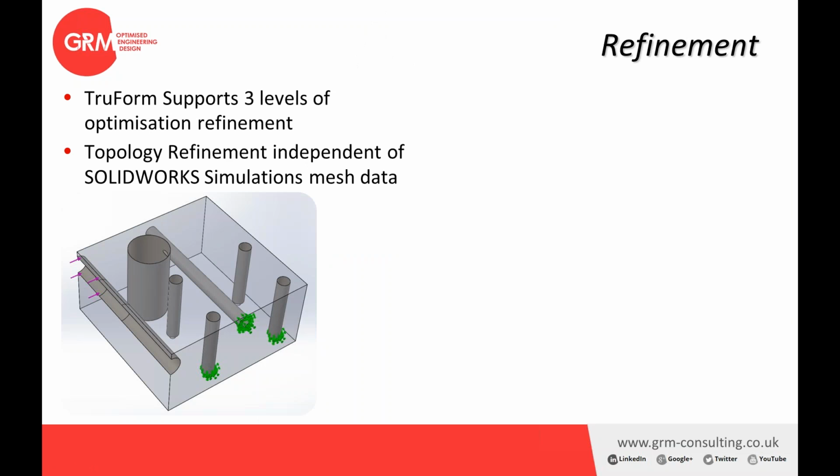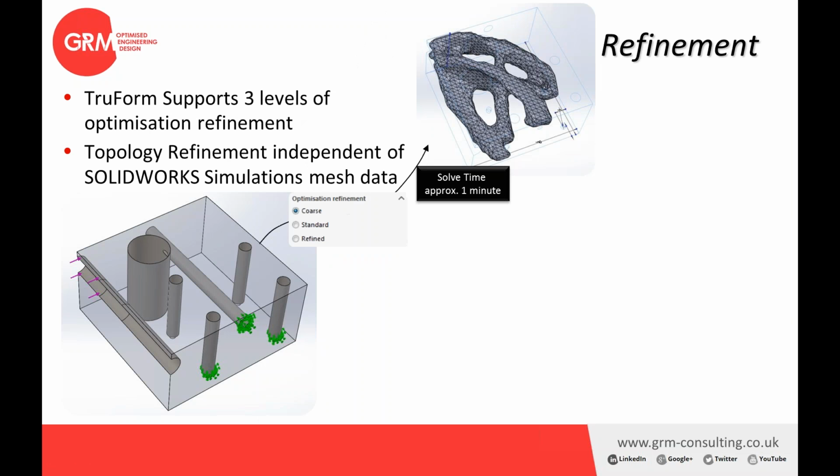In terms of what the refinement level means, a key fact to understand about TruForm is that it supports 3 levels of optimization refinement, and these are independent of the mesh data you're using inside SolidWorks Simulation. We do this for technical reasons, to achieve a better topology optimization result by creating a mesh that's more suitable for the application of optimization.